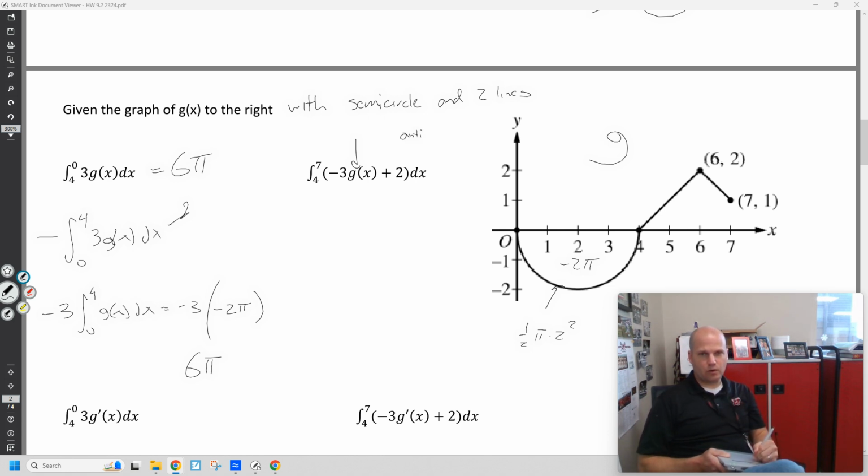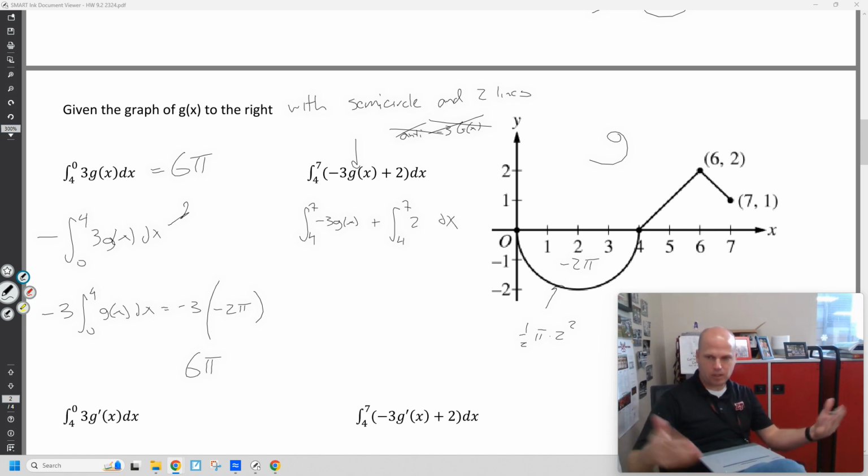If I wanted to go with that approach, it'd be -3 big G. I don't have big G, so I don't want to use this antiderivative approach. Rather, I kind of want to use the geometric approach. What's going to be beneficial when we're using the geometric approach is to split things up, where you're thinking about taking the antiderivative of both of them separately, which is what we do. You take the antiderivative of -3G, it's -3 big G. Antiderivative of 2 is 2x.